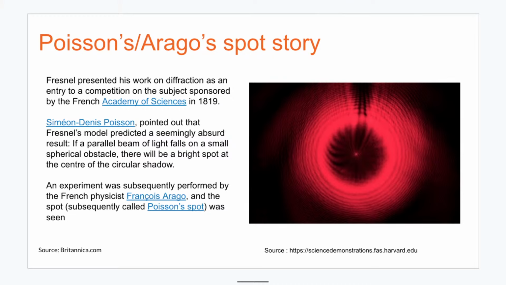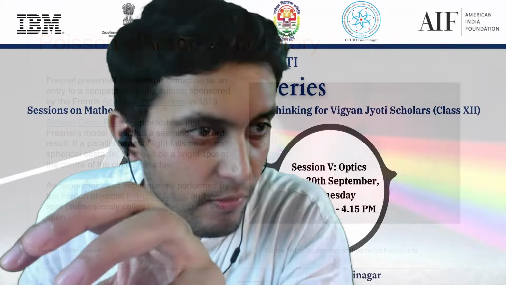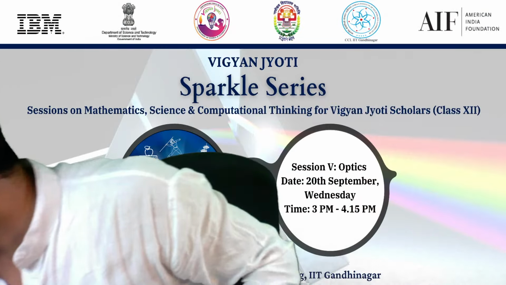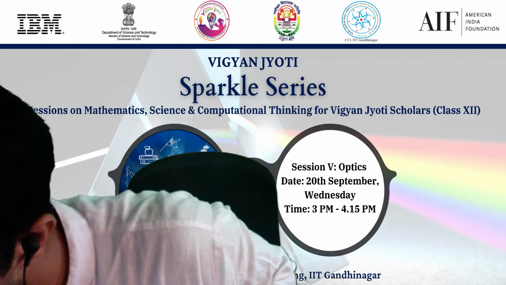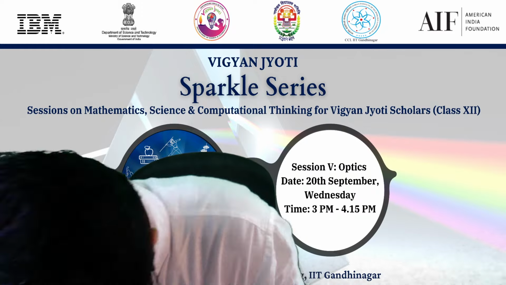This experiment was actually performed by a French physicist, Arago, and the spot was seen. They were able to see the spot. So imagine there is an object, उस पर light डाला है, उसका शैडो दिख रहा है. So there is an object. I'll just show you. We have that object with us.